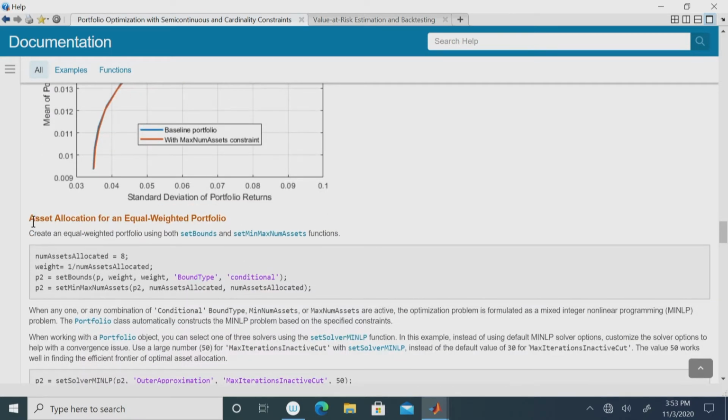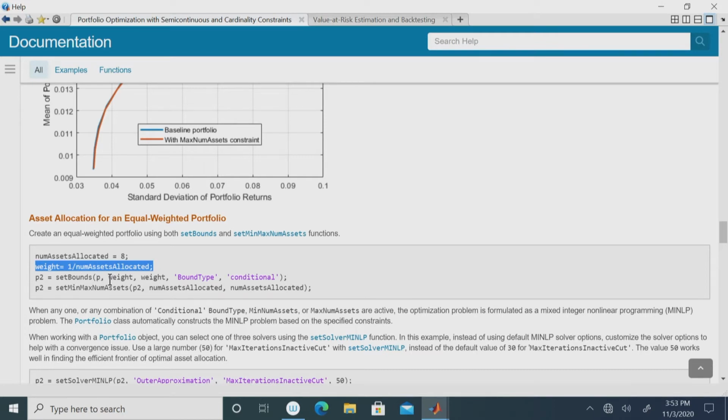Okay, so now let us look at an equal weighted portfolio. You can create an equal weighted portfolio by using both setting bounds as well as the min max number of asset functions. Suppose that we have the number of assets equal to 8, and then the weights will be 1 over the number of assets to be allocated. That means each individual asset will have a weight of 1 over 8, and then we set the bounds.